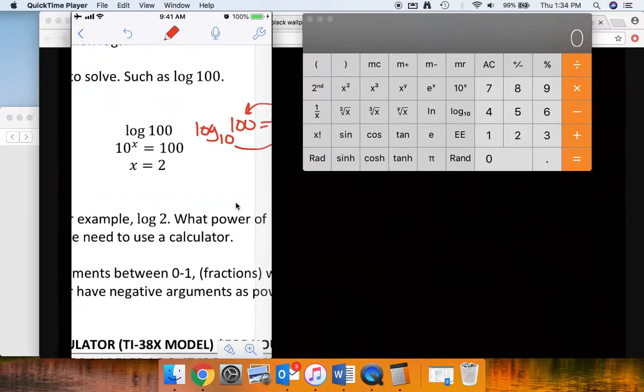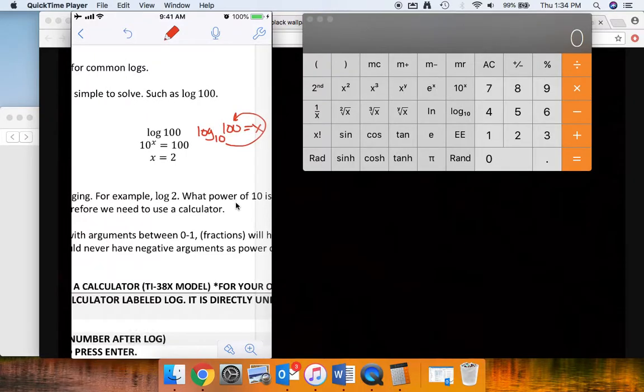That's nice for powers of 10. Right, you got 10, 100, 1,000, 10,000, a million, stuff like that. But what about log 2, log 12, right? And then essentially what are you asking? You're asking, to what power of x is 10 equal, to what power of 10 is 2? That's hard. So, lucky for us, this entire section is about calculators.